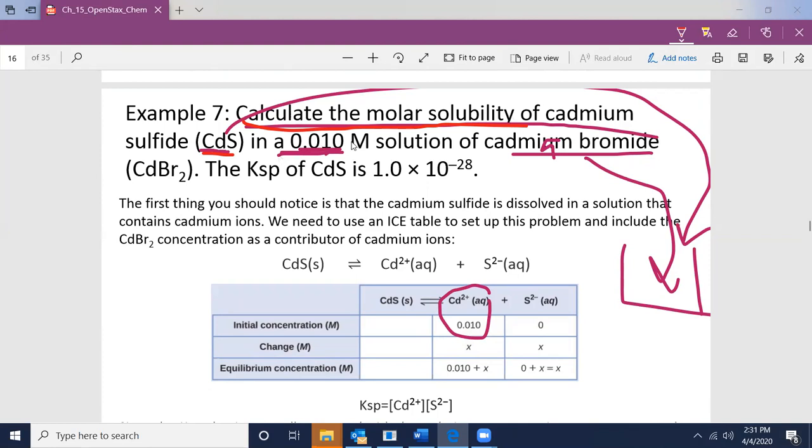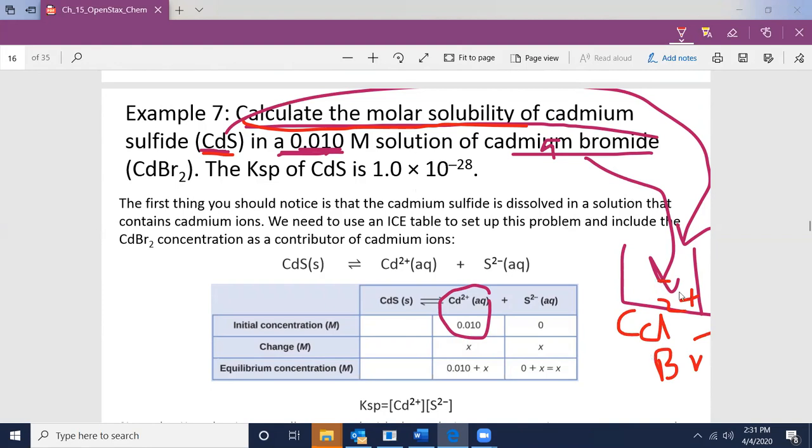Then, in a 0.010 molar solution of cadmium bromide, this is what I try to explain: the question is saying that this is in a cadmium bromide solution already. And cadmium bromide, I know, is a soluble compound. So there I'm going to have cadmium ions and I have bromide ions as well. Now I know from the solubility rules that this is going to be there.